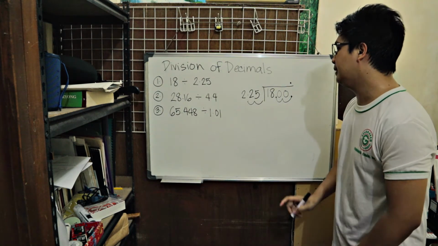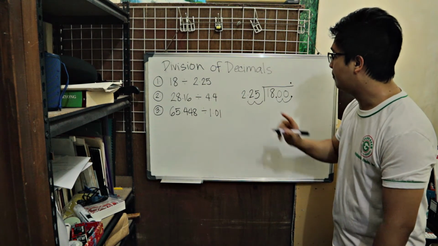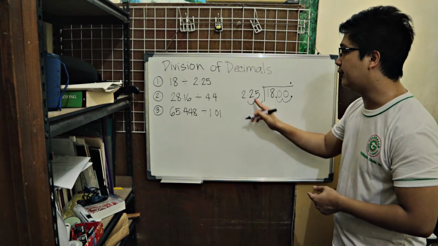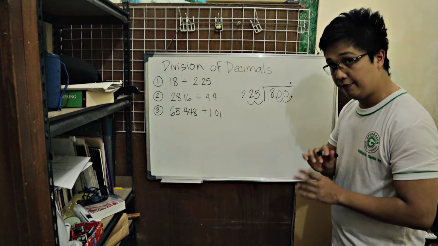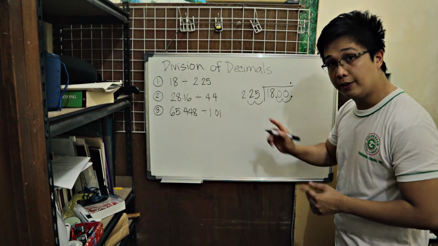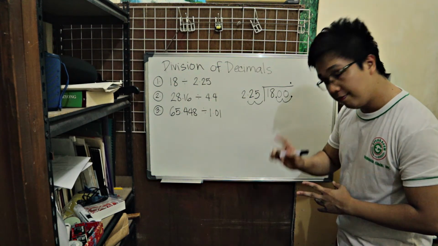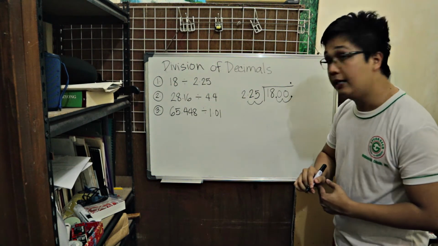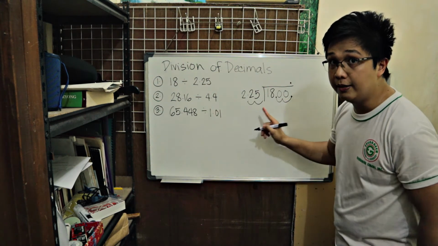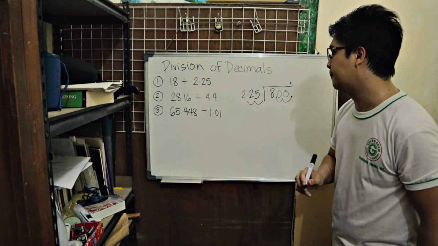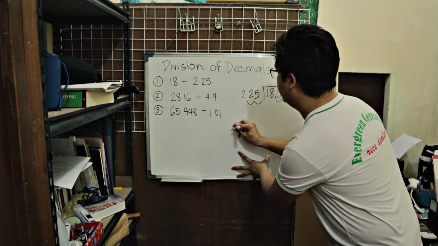Sunod, ang atong nabrahon is, let's start from 1 divided by 225. We just ignore the decimal point na. So 1 divided by 225 cannot be. 18 divided by 225 cannot be. 180 divided by 225 cannot be. 1,800 divided by 225. Sige. 1,800 is bigger than 225. So let's try. Medyo dako siya, pero kaya ta na.